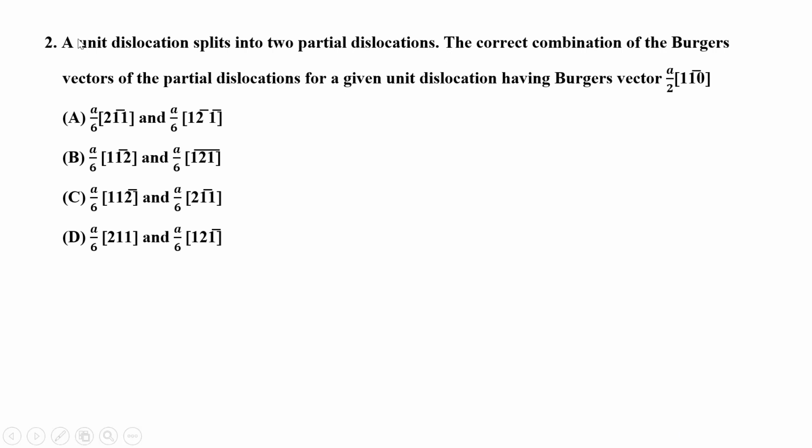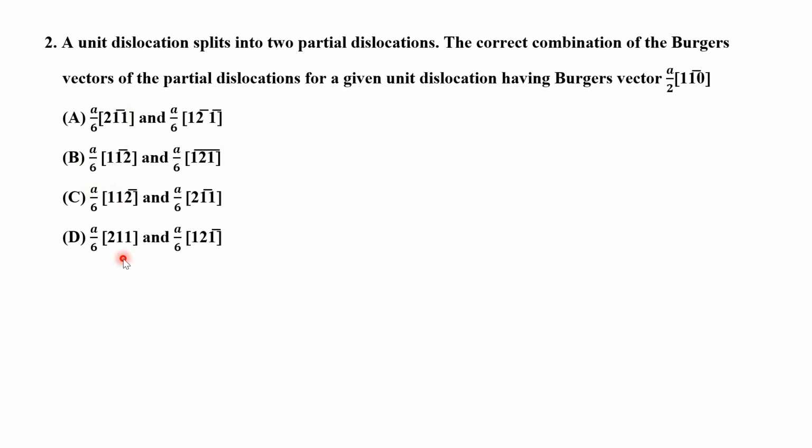So next is a unit dislocation splits into two partial dislocations. The correct combination of Burgers vectors of the partial dislocation for a given unit dislocation having Burgers vector a by 2 [1 1bar 0] is. Basically, we know that in order to reduce the distortional energy, a dislocation can split into two other dislocations. What we have to find is that we have a dislocation, and the Burgers vector of that dislocation is given as a by 2 [1 1bar 0]. This particular dislocation splits into two other smaller dislocations, and these are combinations that are possible.